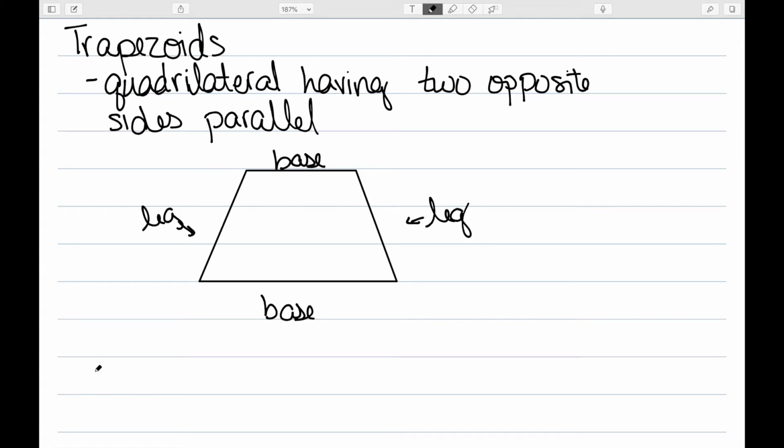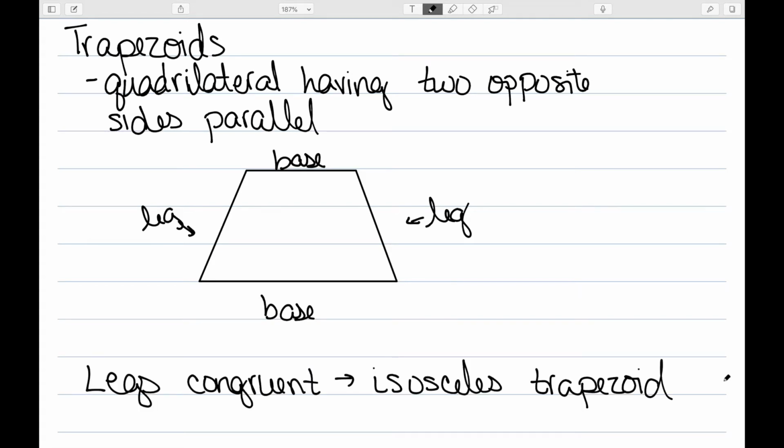If the legs are congruent, then this is called an isosceles trapezoid. The other thing I want to define is the median. So the median is this line segment that joins the midpoints of the legs. So these two segments would be congruent and these two segments would be congruent, and this would be the median, the one that joins the two midpoints of the legs.